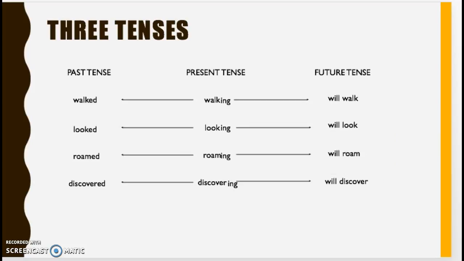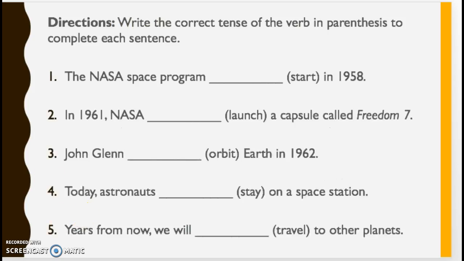Very good. Okay, so here are 4 examples of verbs that we have taken to show their past tense, their present tense, and their future tense. These are the 3 tenses that we use in our writing. Now, if you remember in the beginning of the video, I said that you would use these tenses in your writing. So here are some examples for us to work through together. You're going to write the correct tense of the verb in parentheses to complete each sentence.